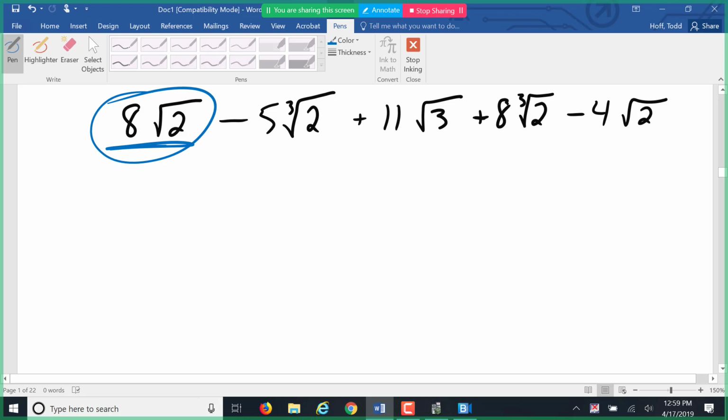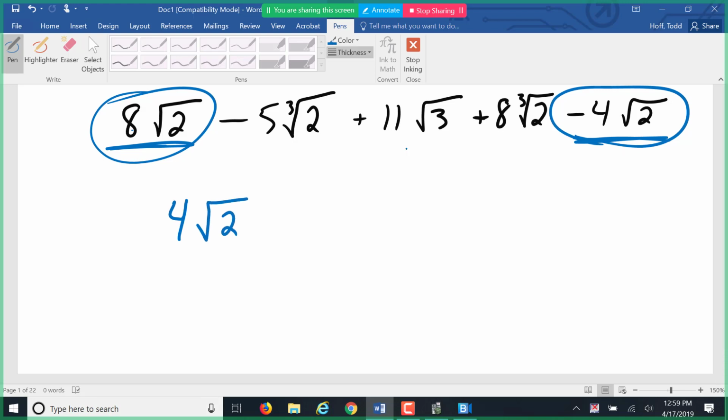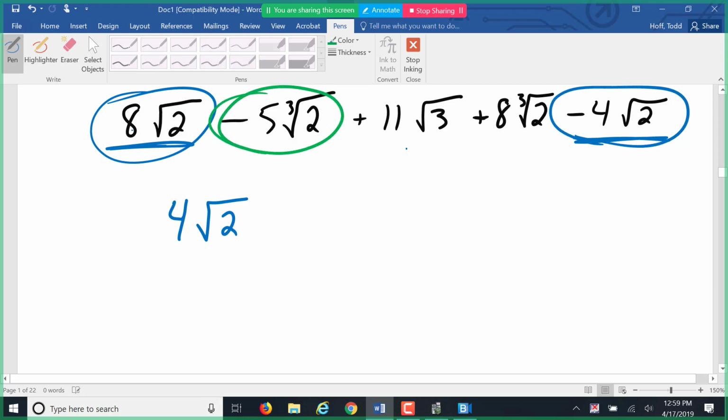No. It's a square root, but it's of 3, not of 2. This one? Nope, that's still a third root. How about this one? Yes. So 8 and negative 4 combine to make positive 4. We keep the same name, square root of 2. This one, is there anything we can combine it with?